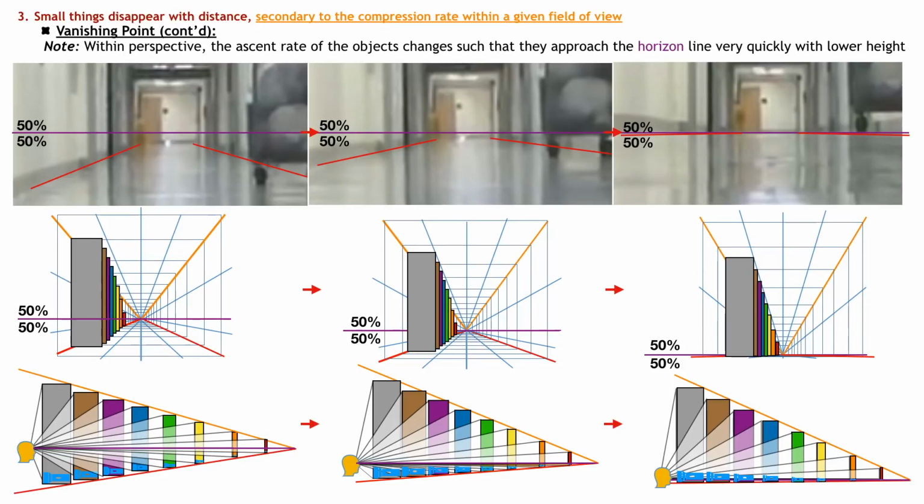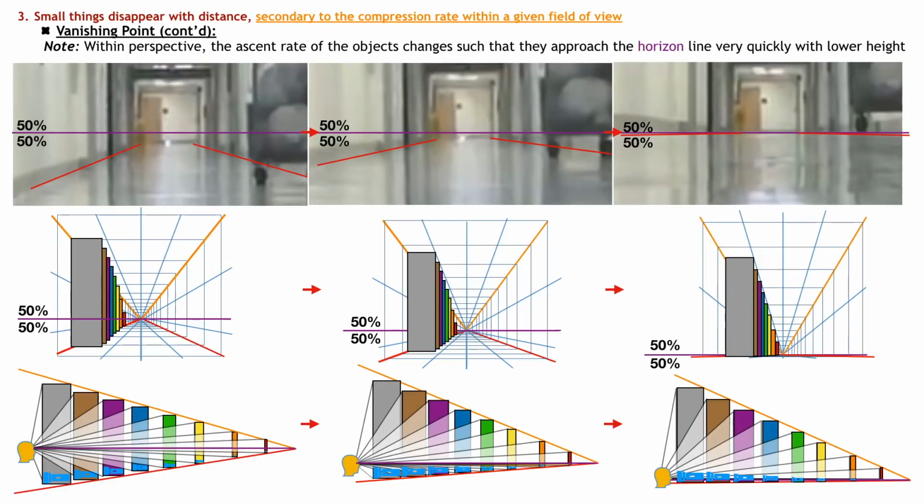What I'm saying here is within perspective, the ascent rate of the objects changes such that they approach the horizon line very quickly with their lower height. So I'm just in a hallway and I have a light at the end of the hallway. This is about 450 feet away, give or take. And I am lowering my height down, and at a certain point the light disappears completely from vision several inches off the ground. And you can see if you draw the orthogonal lines within the hallway based on the corner of the hallways, they approach a horizontal vanishing line.